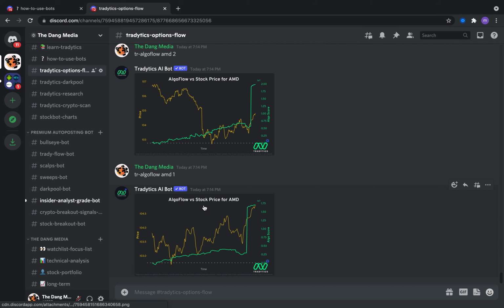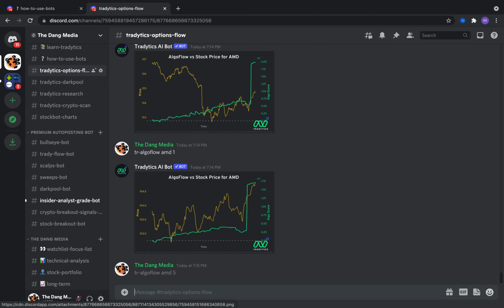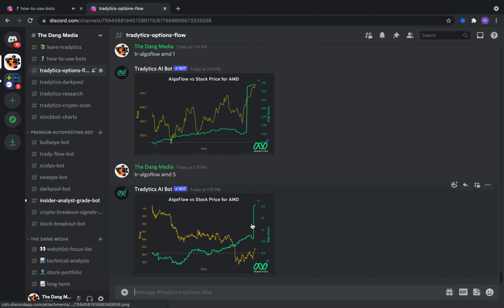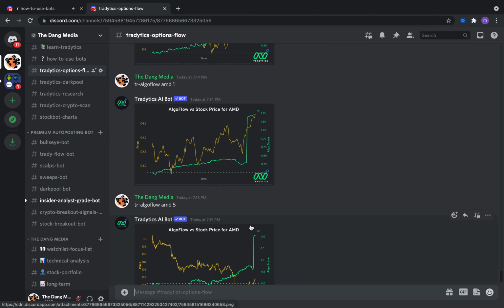So you have to type in TR Algo Flow, space, the ticker, space, either 1, 2, 3, 4, or 5. For an example, TR Algo Flow AMD 5. This is the 5-day chart for AMD.